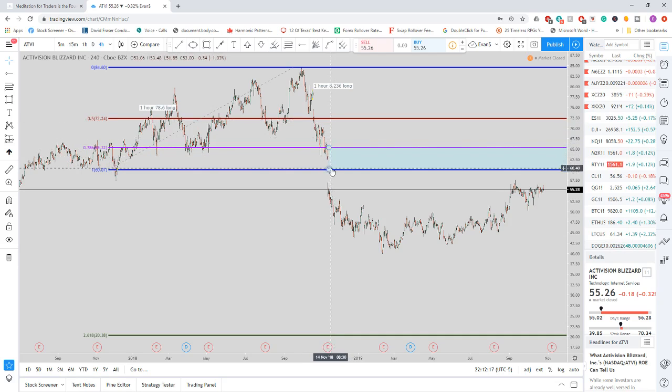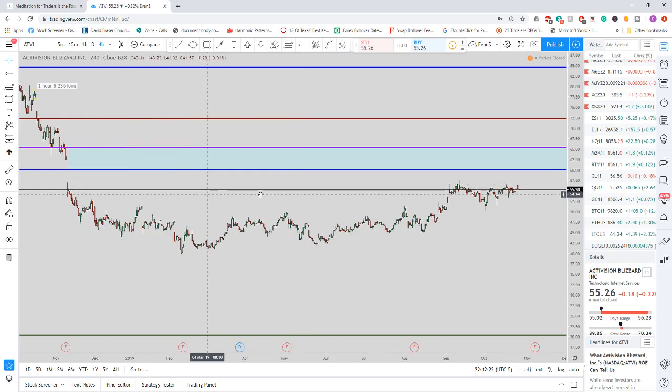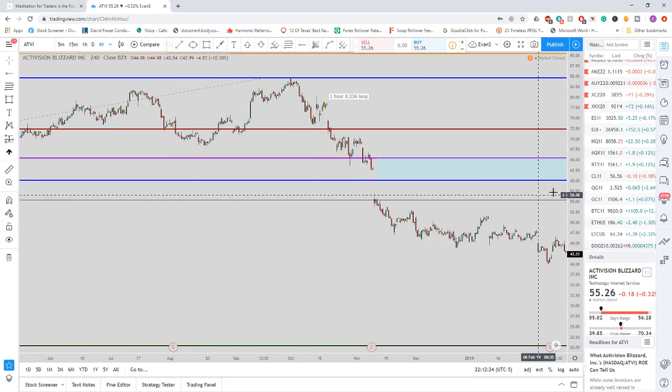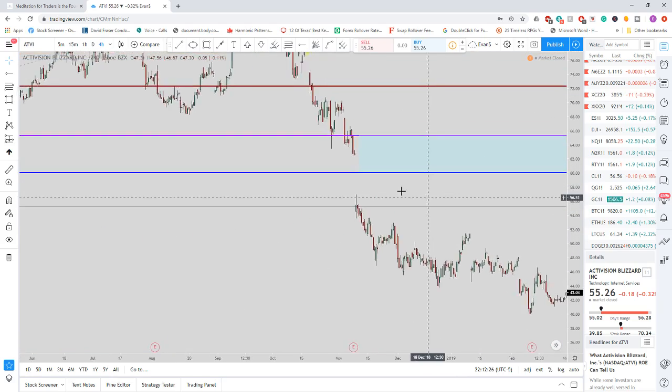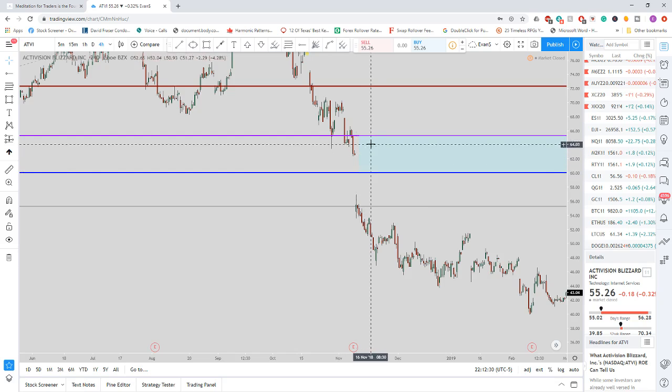So price continued to go down, hit the 100% level, really just blew through that level right there. I'll zoom in a little bit so it's a little bit easier to see. Price came down, blew through that level down here around $60.17, and that moves the exit to the 78.6% level.